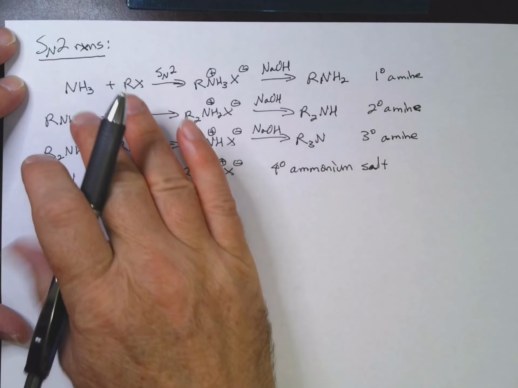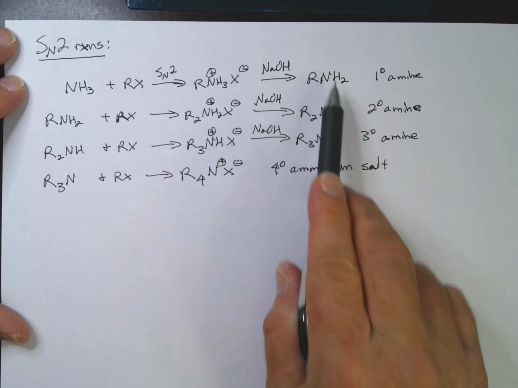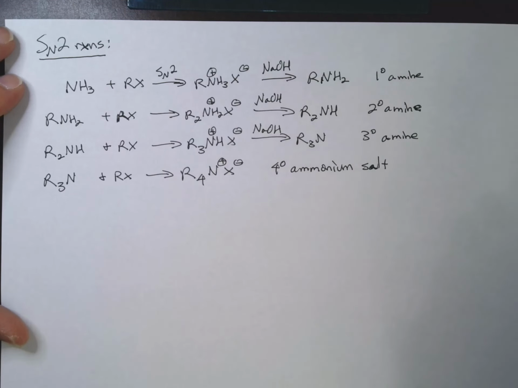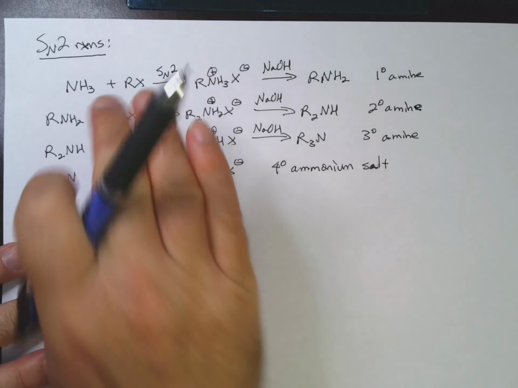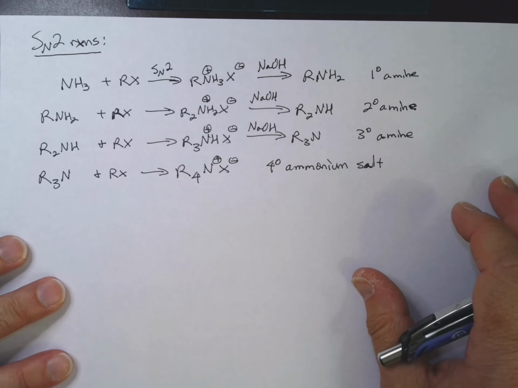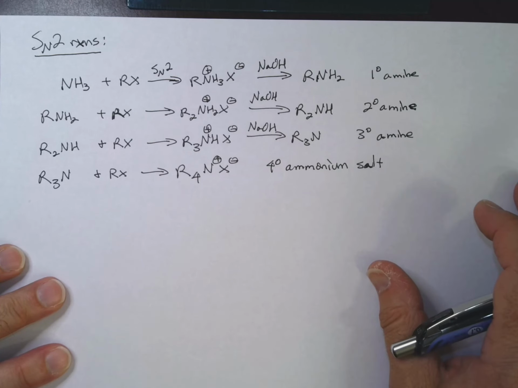You can imagine one of the problems here is that you start with ammonia and you'll get some of this, but you'll also get some of this, maybe a tiny amount of this and this. In the sample given in the text, one bromo octane is used as the alkyl halide, and after reacting for a while, 45% of the product is octylamine, 43% is dioctylamine, and then there are trace amounts of trioctylamine and tetraoctylammonium ion. So you get a mix.